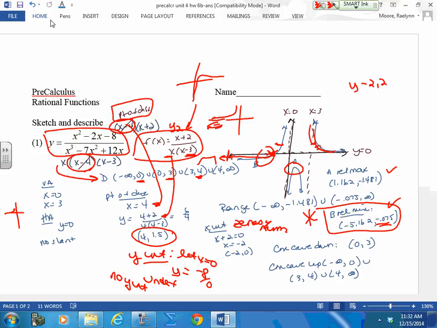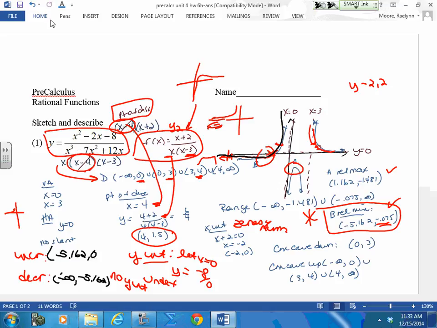Increasing, decreasing. Now, because you have a couple of points you have to worry about, you're going to go from left to right. This guy happens to be decreasing now. Watch. My y is decreasing till I hit this minimum point. So from x is negative infinity to that x value, I am decreasing. Then I hit that x value and my y is increasing from negative 5.162 to 0.